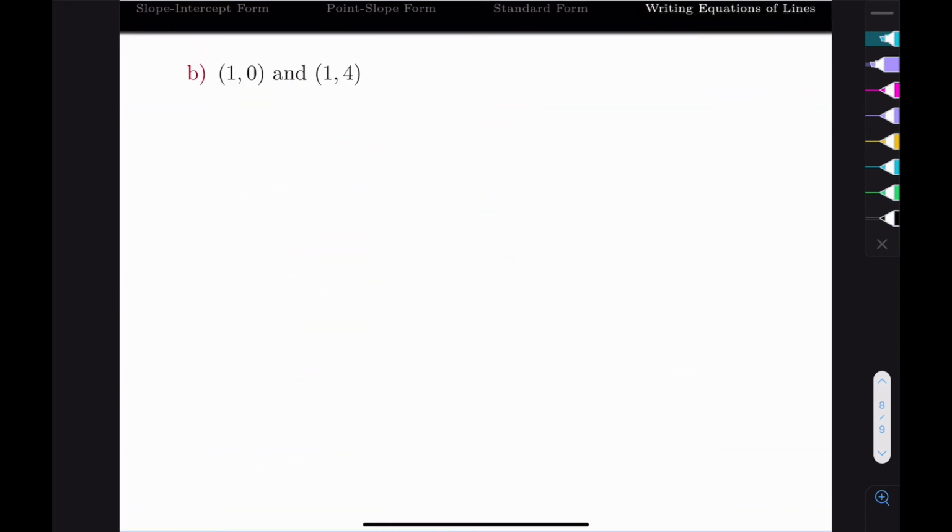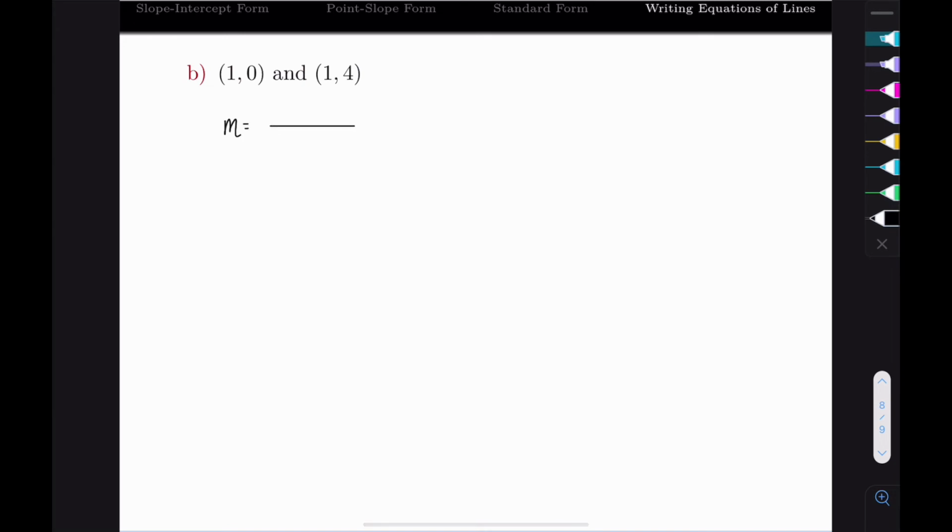Unfortunately, for the second example, we aren't going to be able to use that process. If you remember when I talked about our vertical lines, those always run into a little bit more difficulty because they just have the equation x equals some constant. So here, right off the bat, just looking at these 2 points, I see my x coordinate is fixed. X has to equal 1. But maybe I don't recognize that. First thing I want to do, find my slope.